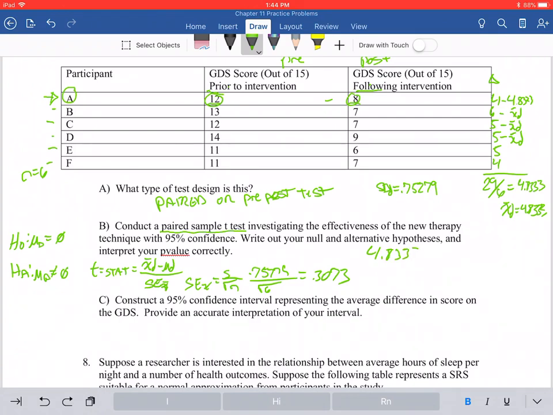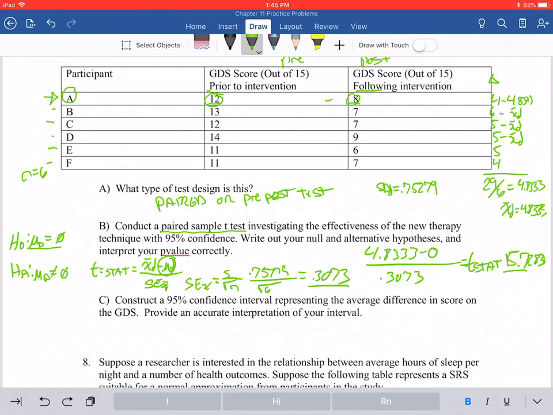Now we have all the parts we need to get our t-value. So our x bar delta is 4.8333 minus our mu delta, which is 0, divided by the standard error of x, which is found here, 0.3073. Once you calculate all that out, you will get a t-stat of 15.7283.